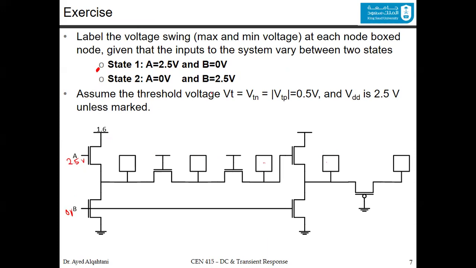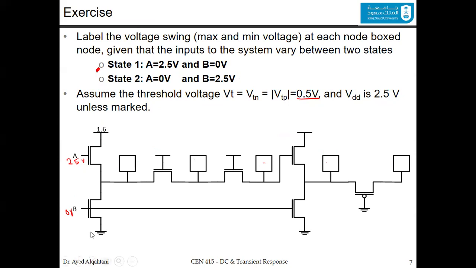And you have some assumptions. Basically, you should know that the V threshold is equal to 0.5 for both the N and P, and the VDD is 2.5 volts, unless it's marked otherwise. Like here, it's 1.6 volts. Here and also here, it should be 2.5 volts.